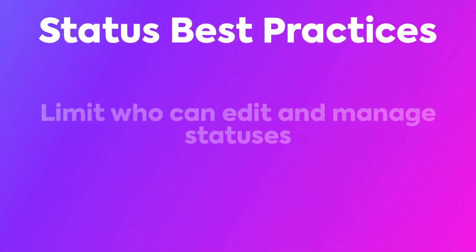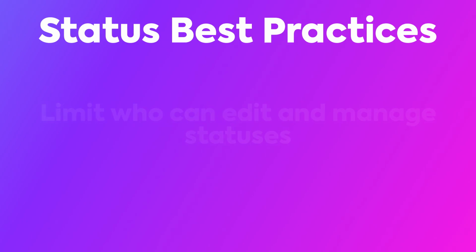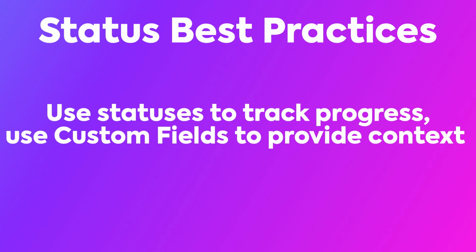Third, limit the number of people on your team who can edit these statuses and try to lock down the ability to edit statuses in your projects. And last, use statuses to clearly and simply track the steps of your workflow and the progress of your workflow, and use custom fields to provide more context for your processes.